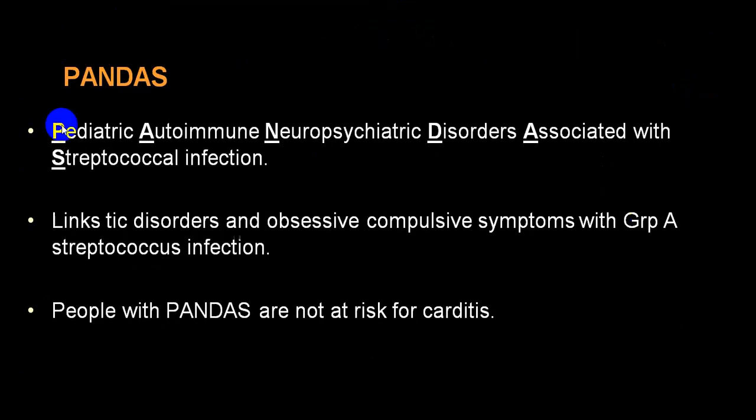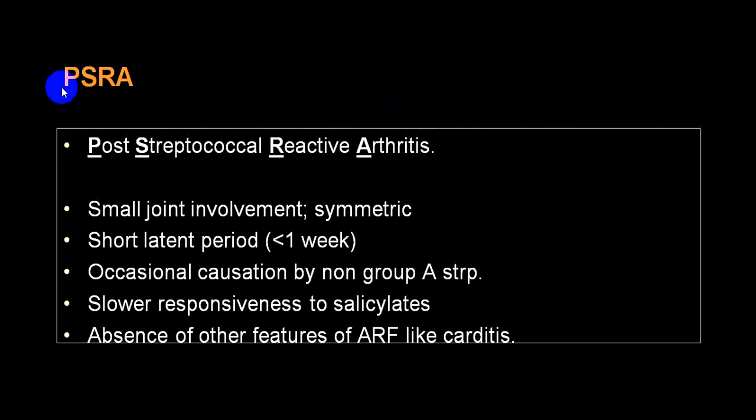PANDAS full form is pediatric autoimmune neuropsychiatric disorders associated with streptococcal infection. This is not common, this is rare, but can be seen in children, where you get obsessive compulsive symptoms after streptococcal infections. So once in a while, you can come across pediatric autoimmune neuropsychiatric disorders associated with streptococcal infection. While we have told you post-streptococcal reactive arthritis is more common than PANDAS.